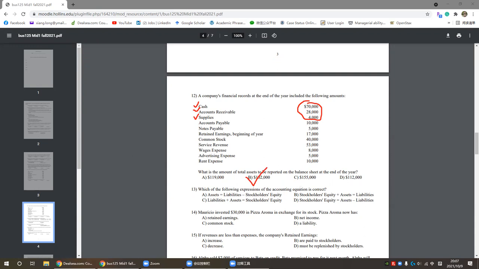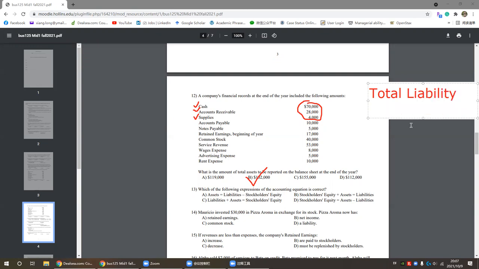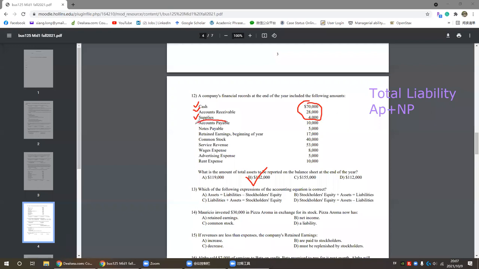Okay, and what if the question asks what will be our total liability? Our total liability will be equal to our account payable plus our note payable. Okay, and those are our two liabilities right here. And our total equity will be equal to our retained earning plus common stock. So it should be very easy.